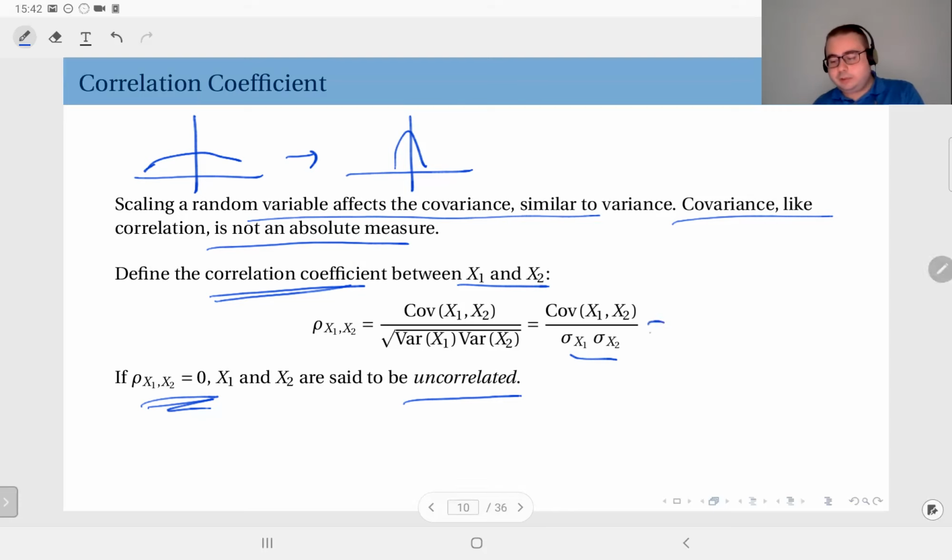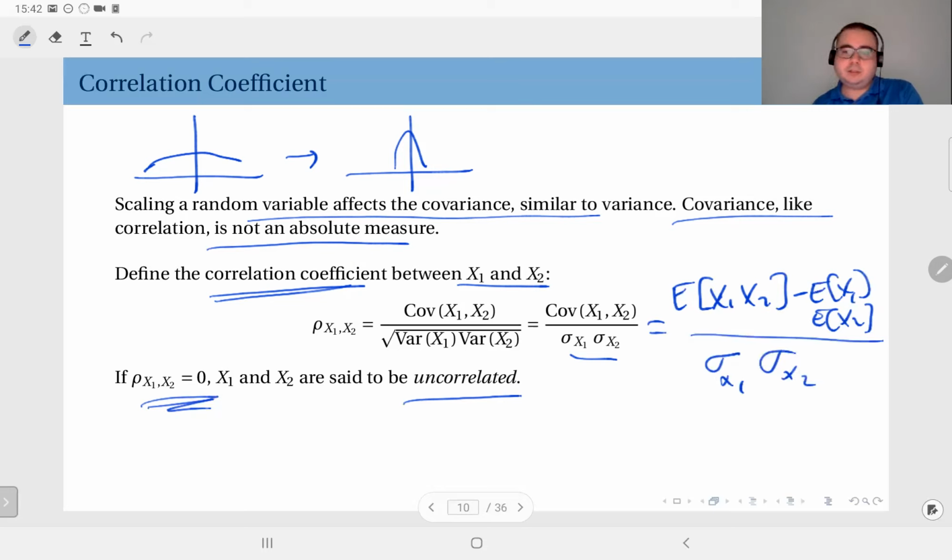Or if you like, you can write this as the correlation minus the product of the means, divided by the standard deviations. Okay, that's another way to see it.